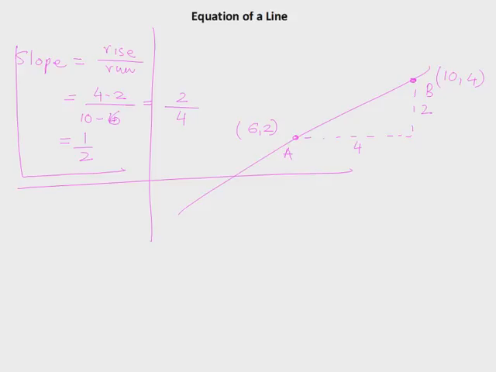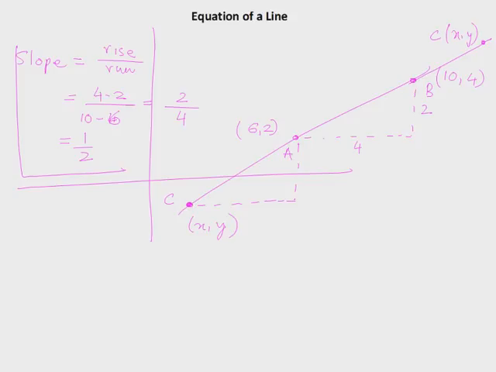Now to find the equation, let me take a third point on the line. Let's call it C. And let's give it coordinates x and y. It could be any point on the line, so I call it (x, y). And I'll calculate the slope using (x, y). To make life easier, let me take C here, so that I can use rise and run again.